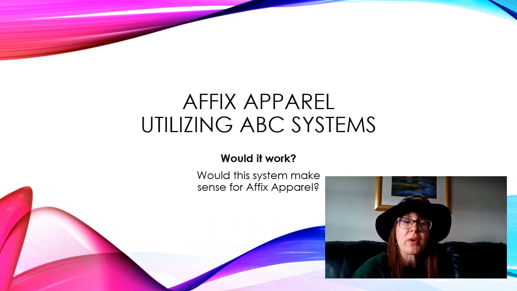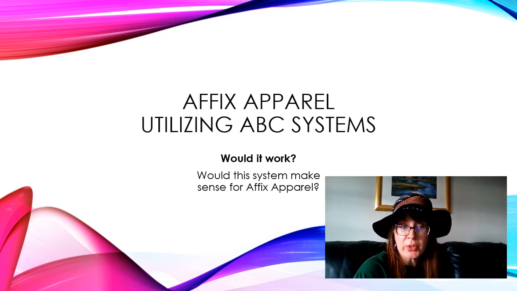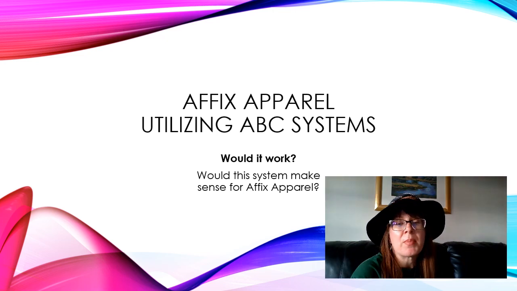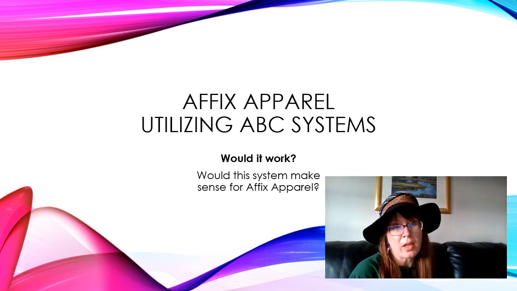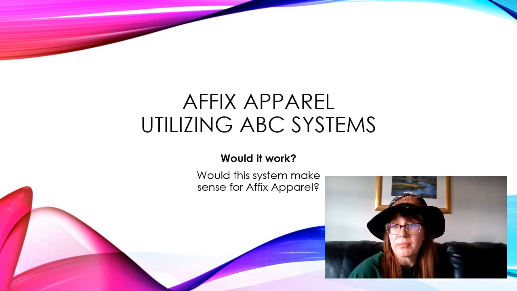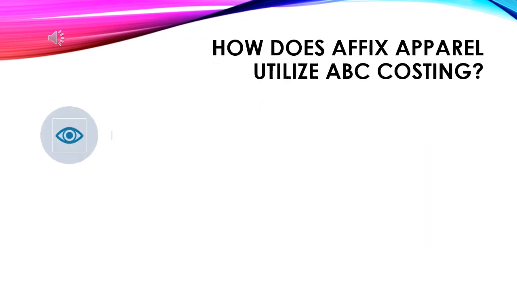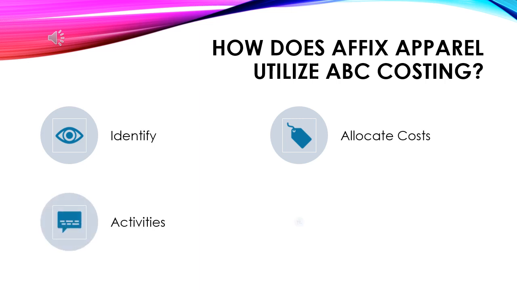One way Affix Apparel would utilize ABC costing would be to allocate costs. It would be very difficult to see how much time management is spent on each of the various projects or exactly how much of each project goes into a given product. Indirect costs can be allocated accordingly to establish costs.